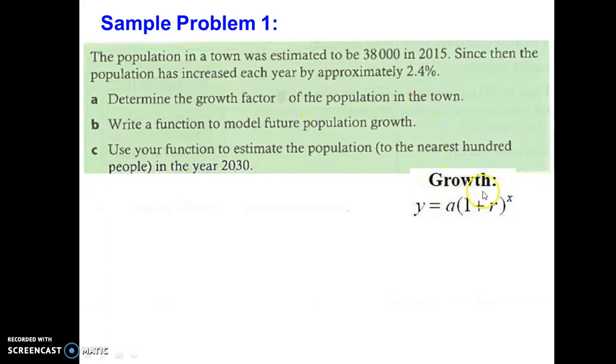The growth factor is going to be this entire thing, 1 plus whatever the rate is. So the growth factor will be 1 plus r. That means 1 plus, there's the decimal for 2.4%, it's 0.024. So our growth factor is 1.024.